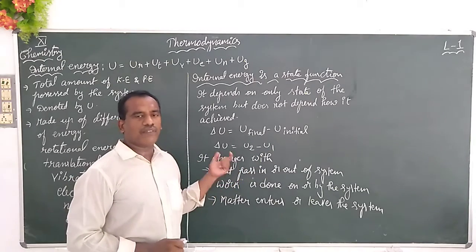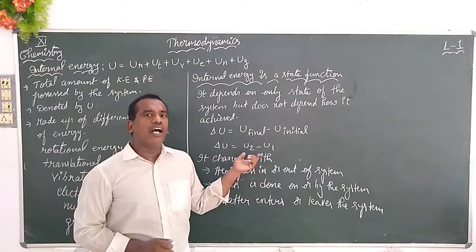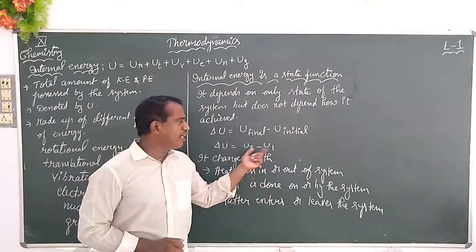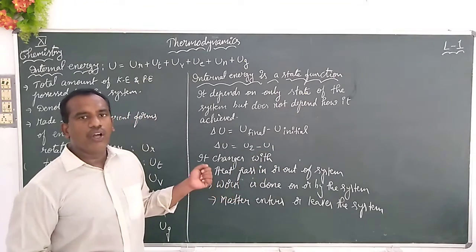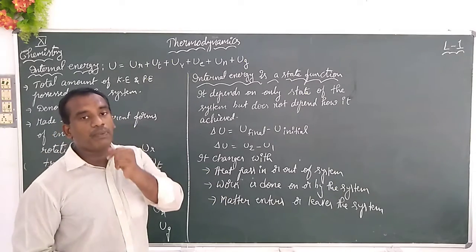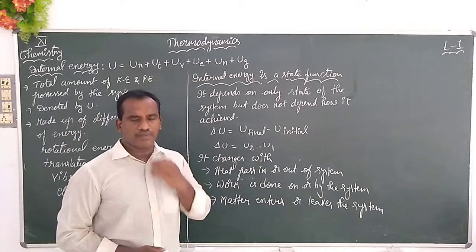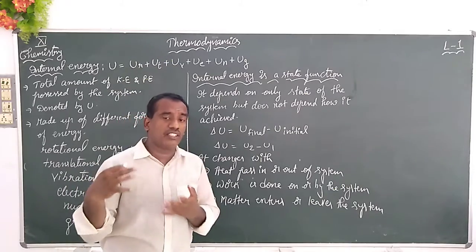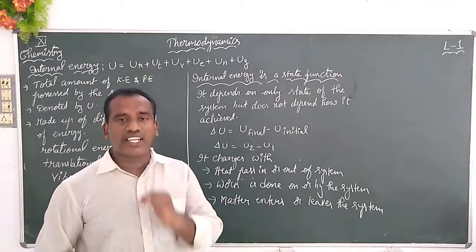At times we can also represent the change in internal energy as U2 minus U1. U1 is the initial internal energy of the system. U2 is the final internal energy of the system. But this depends upon three main factors. How will the internal energy change? Three factors are playing a role.